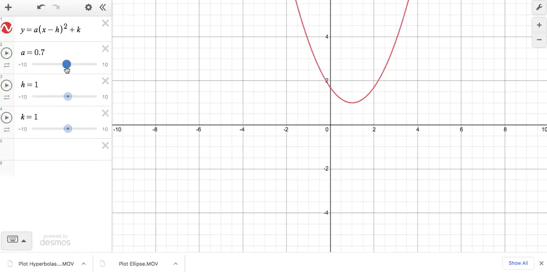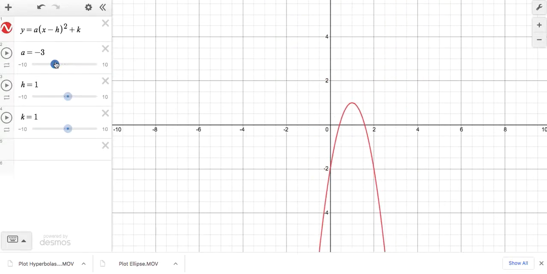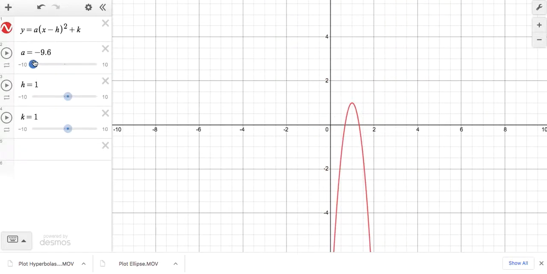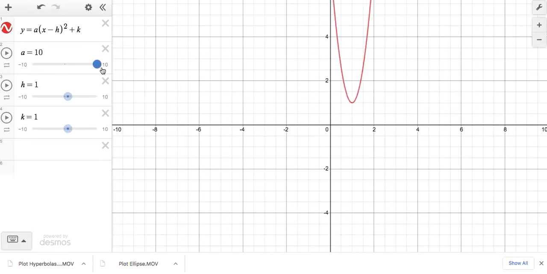Right, so the action of this coefficient of the x squared term lets you know how broad the parabola is. A bigger absolute value of a means a sharper parabola. So negative 10 here, very sharp downward opening parabola. Positive 10 will be a very sharp upward opening parabola, and then everything in between. So let's bring this guy back to being about 1.